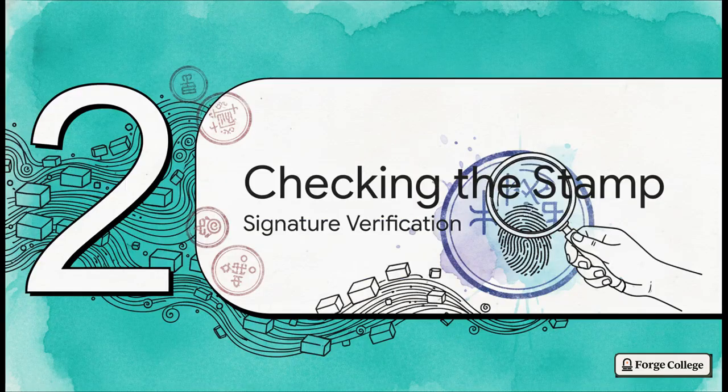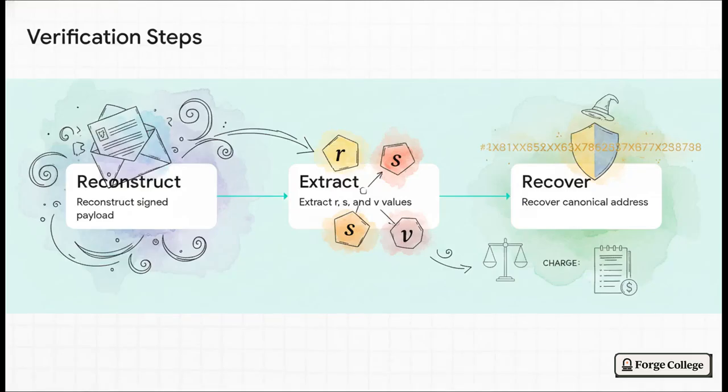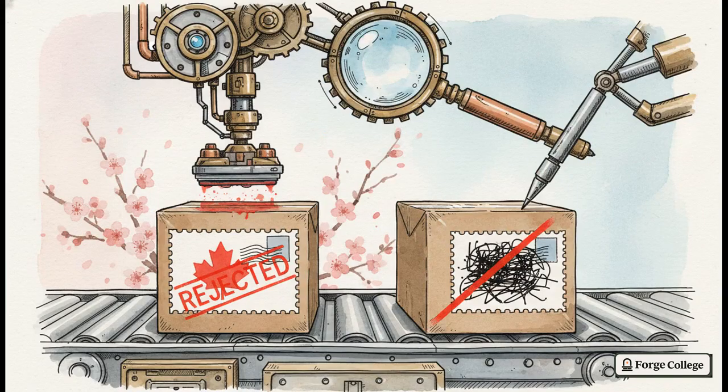Section 2. Checking the stamp, signature verification. Right, so before a sorting facility does anything with a package, they need to know exactly who is trying to send it. In the Ethereum protocol, checking the stamp is what we call signature verification. The node reconstructs the signed payload, and then it extracts the cryptographic R, S, and V signature values. Using those specific values, it mathematically recovers the public key, which then outputs a canonical 20-byte address. Basically, this maps those raw bytes back to a specific sender. Because think about it, if we don't know the sender, we have absolutely no idea whose account to charge for the postage. But validity is definitely more than just getting the math right.